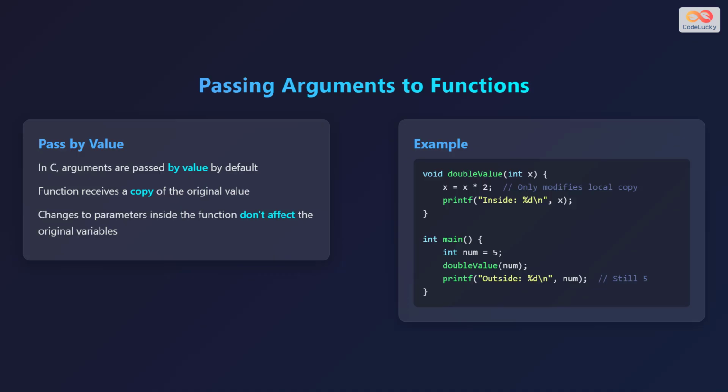Consider an example where we have a function called double value that takes an integer x as an argument. Inside the function, x is multiplied by 2, and the new value is printed. However, in the main function, when double value is called with the variable number, which is initialized to 5, the original value of number remains unchanged. The output will show that inside the function, x is doubled, but outside the function, number is still 5.